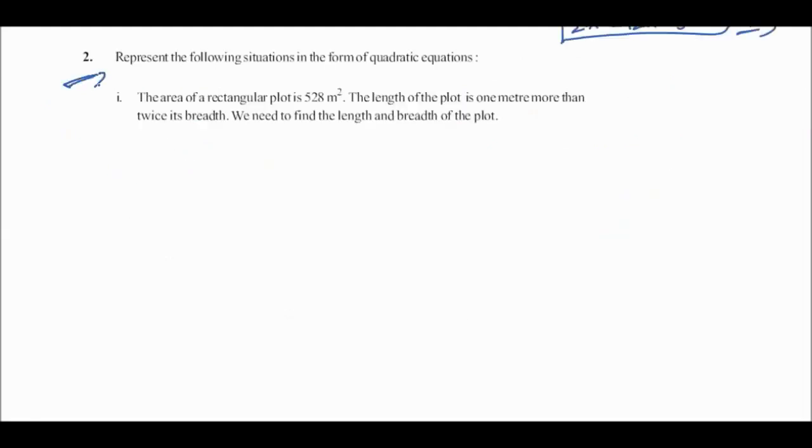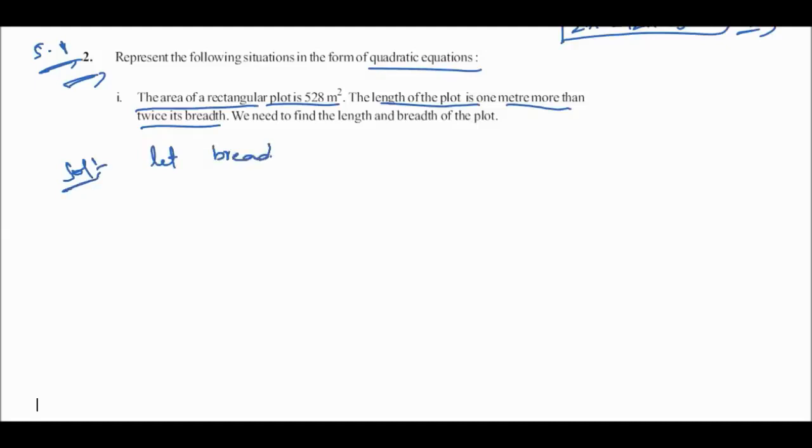Second bit of 5.1, quadratic equation. Represent the following situation in the form of quadratic equations. The area of a rectangular plot is 528 meters square. The length of the plot is 1 meter more than twice its breadth. Solution: let breadth b is equal to x.